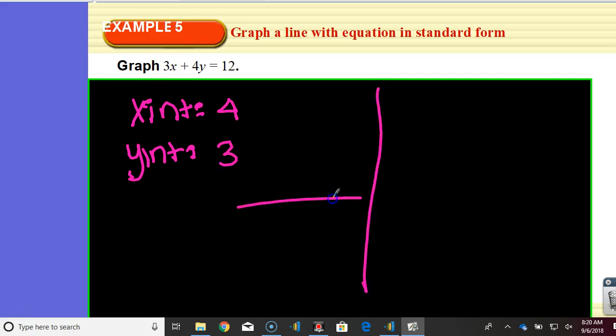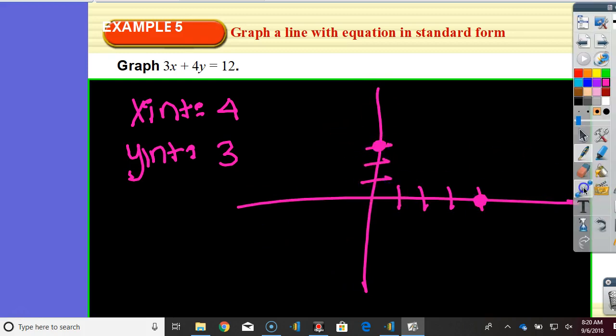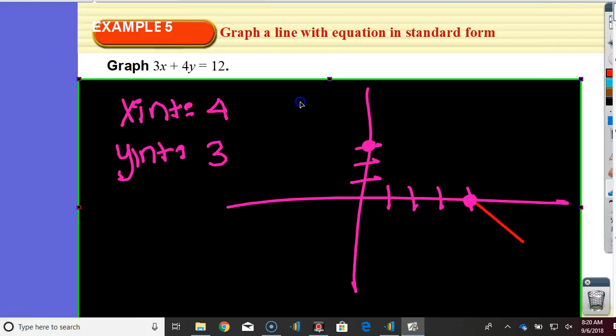So to graph this, x is 1, 2, 3, 4. Y is 1, 2, 3. And connect the dots. And there it goes. And that is the line. All right?